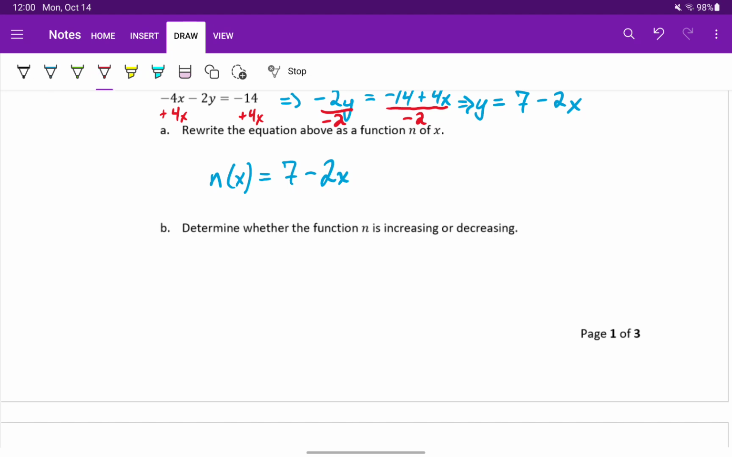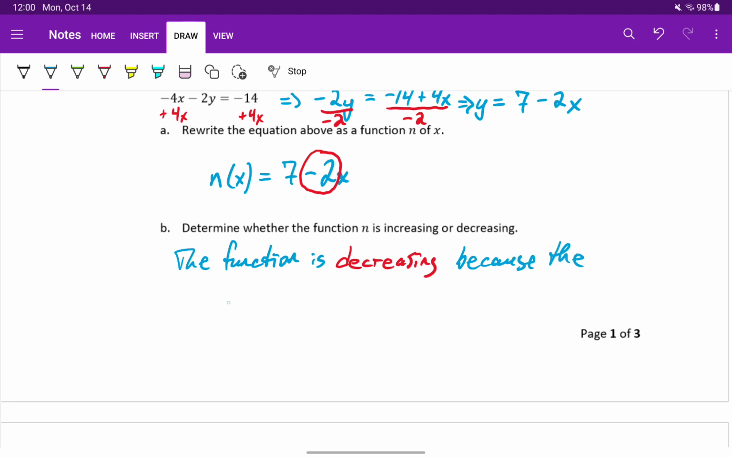In part B, we want to determine whether the function is increasing or decreasing. Again, we'll look at the coefficient of our variable term, which in this case is negative. So this time we would say that our function is decreasing, because the slope of negative 2 is a negative value.